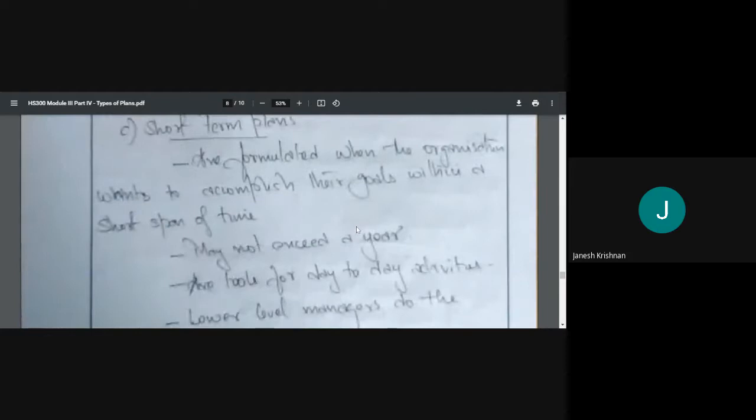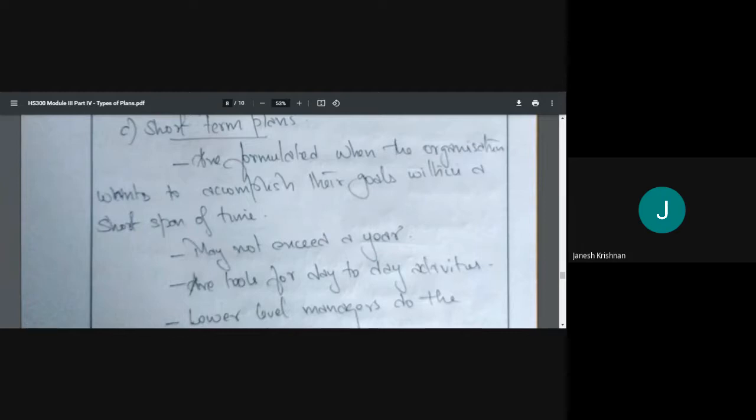Then short term plans are formulated when the organization wants to accomplish their goals within a very short span of time. വളരെ ചെറിയൊരു എമൗണ്ട് ടൈമിൽ തന്നെ നമുക്ക് ഇതാക്കണം. For example, your gate courses. After you complete your BTech, you go for gate course അല്ലെങ്കിൽ entrance exams എടുക്കാം. അപ്പം ചില കുട്ടികൾ എന്ത് ചെയ്യും, right after 10th standard exam കഴിഞ്ഞ ഉടനെ will go and join for entrance coaching classes. Right? So 11th and 12th completed അവർ entrance coaching classes പഠിക്കും. That's long term.